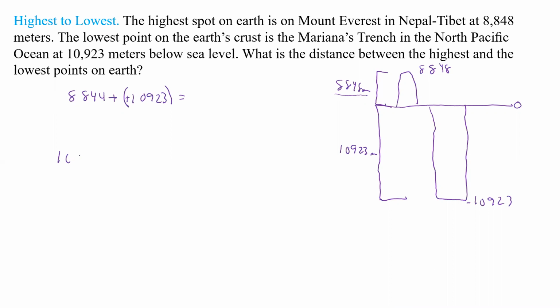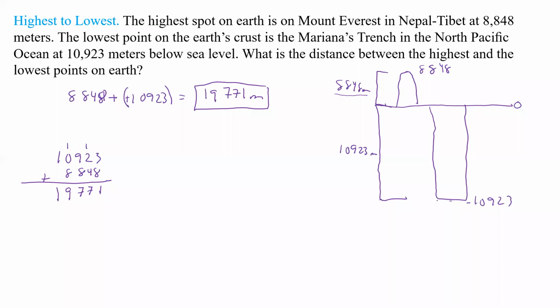And so what I'm going to do is take 10,923 plus 8,848. And so now we can just add the ones. So 8 plus 3 is 11, carry 1. 4 plus 2 is 6, plus 1 is 7, no carries. 8 and 9, that's going to be 17, carry 1. 8 plus 1 is 9, no carries, and then 1. And so this is, whoa, 19,771 meters. That's how far it is from the top of the peak here to the bottom of the trench here.